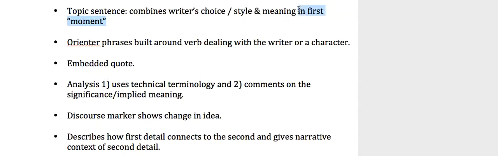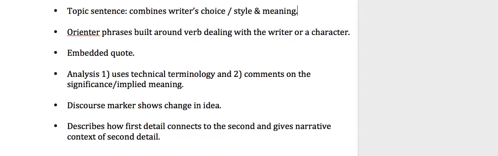That doesn't have to just be the first moment. So that can be anywhere. This is a general principle.